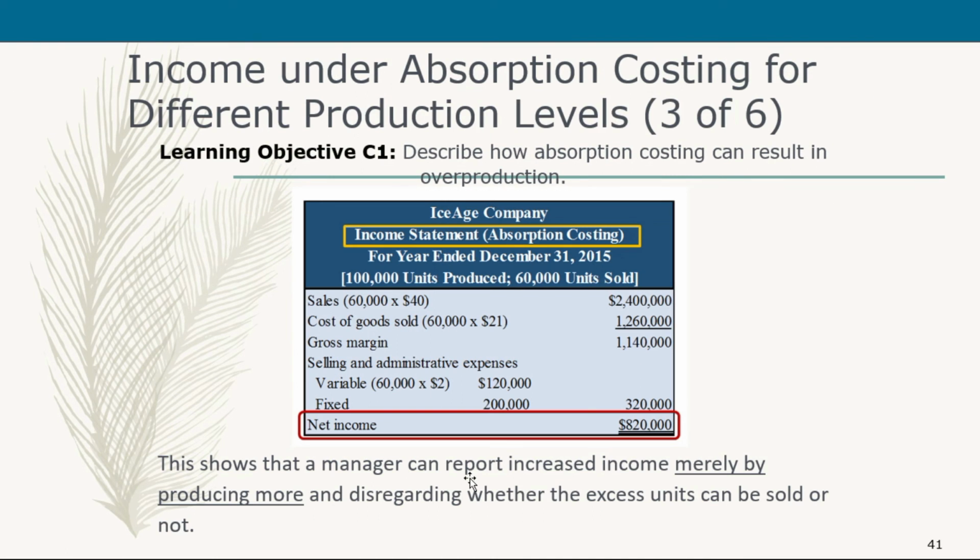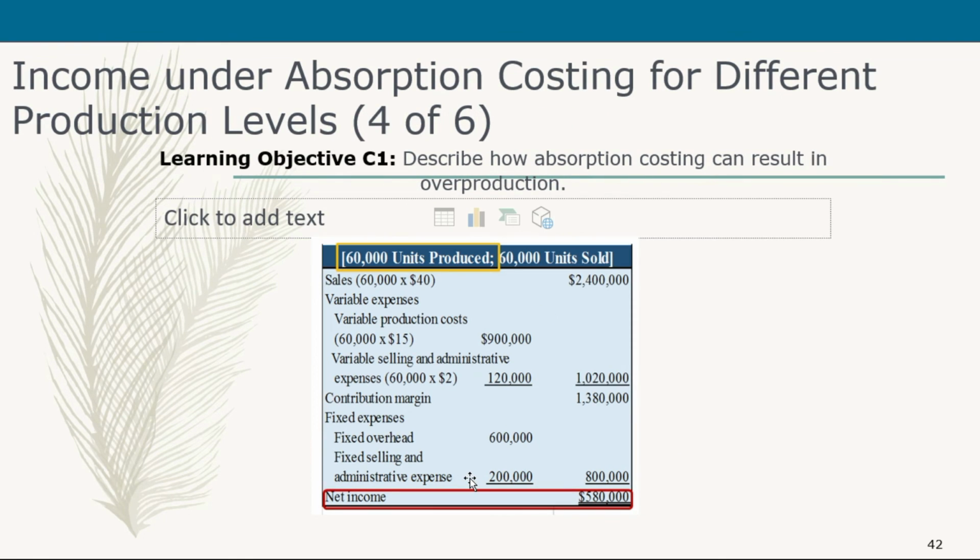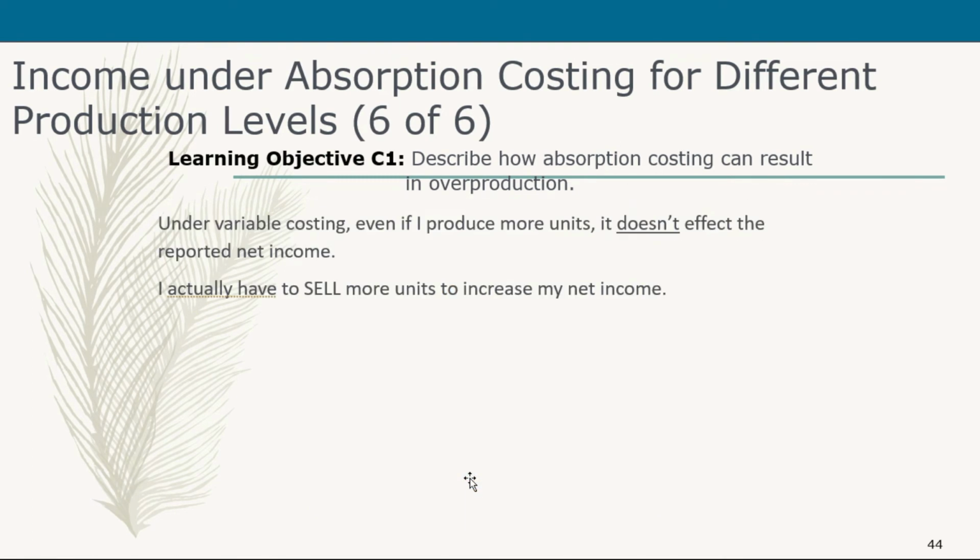Next, what if we have to prepare the income statement under variable costing? Your net income will still be the same regardless of whether you produce more or less, no? Okay, that is in variable costing. So under variable costing, even if I produce more units, it doesn't affect the reported net income. I actually have to sell more units to increase my net income.